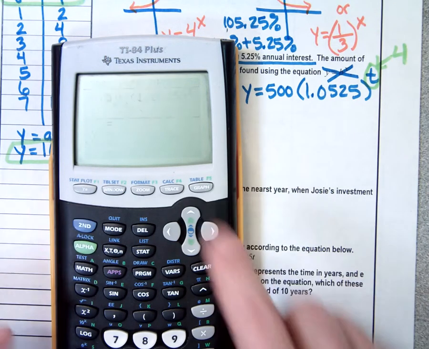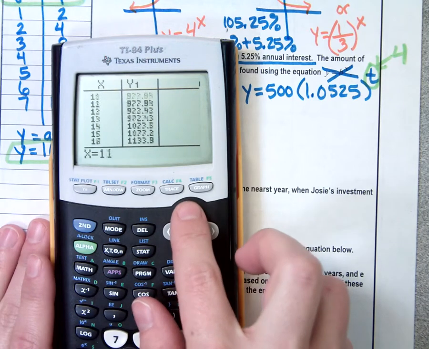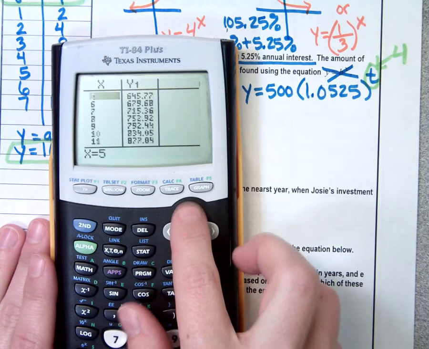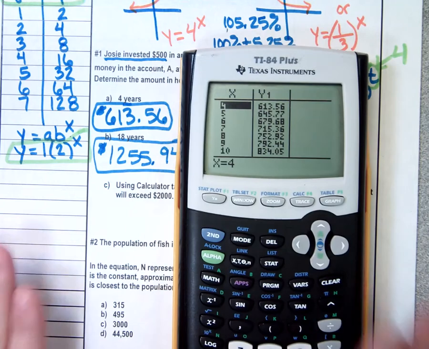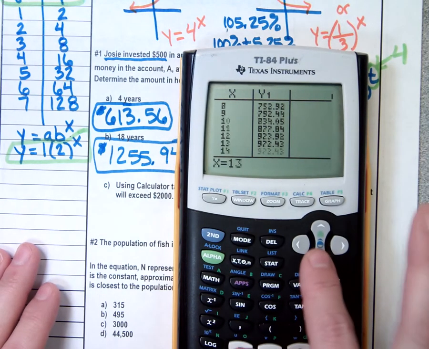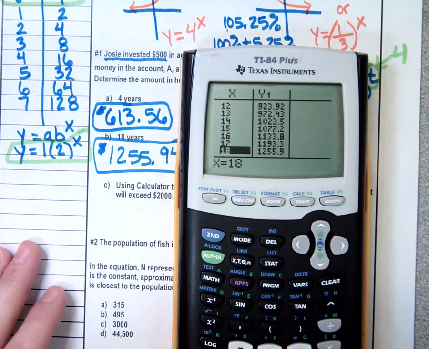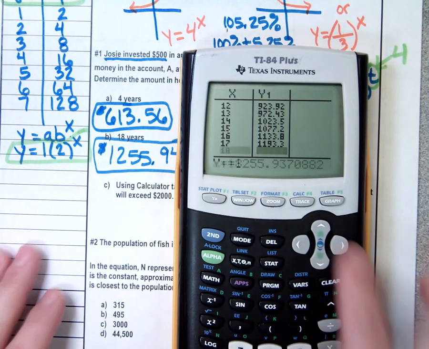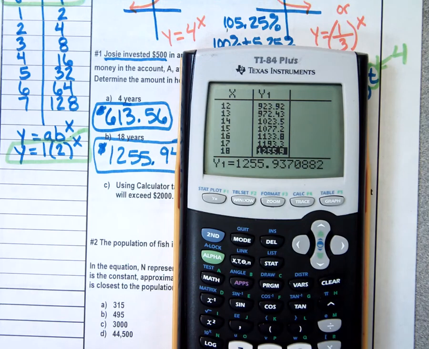So I'm going to go to the table, and one of the things we wanted to know about was after 4 years. So if I go to when x is 4, is that what we got? Yeah. Okay, and then I wanted to know after 18 years, and after 18 years, is that what we got? And if I highlight that, you'll see a longer decimal, so that's how we know we can change that to 94.